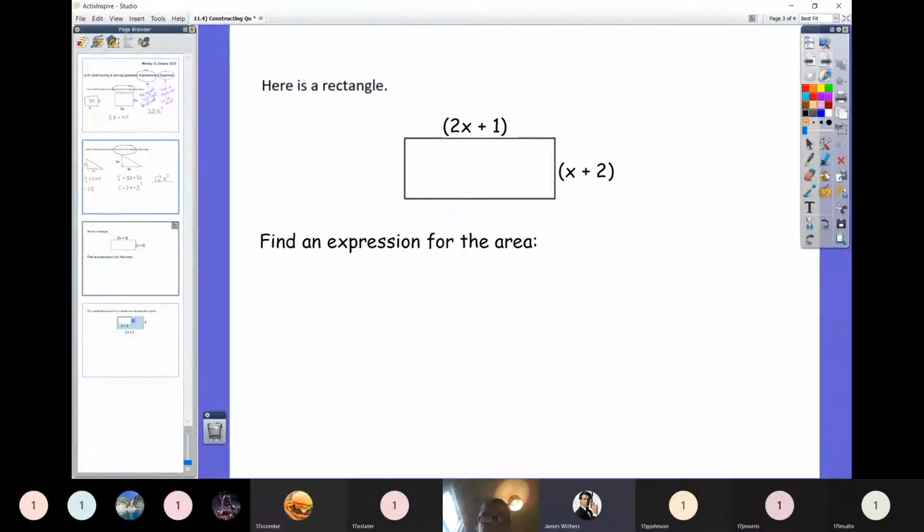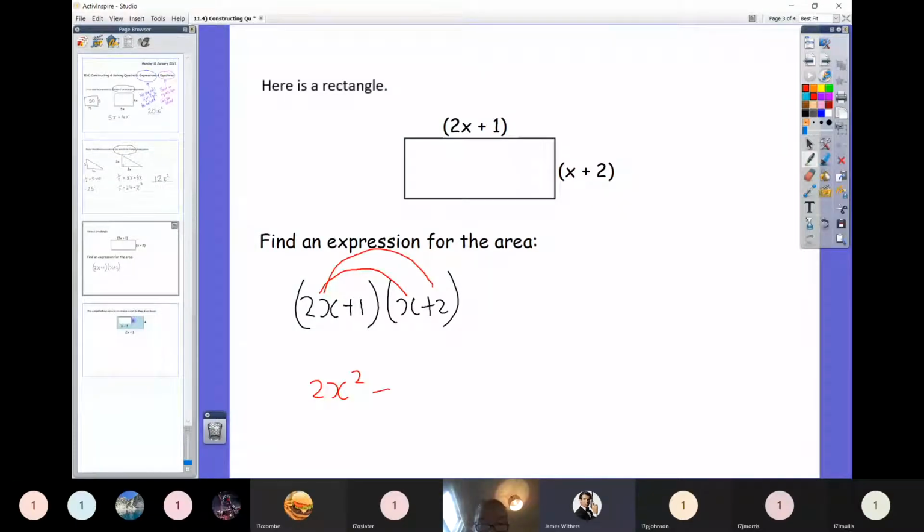Well, it's base times height. So we've got to do the base. Obviously, the base is the same as the top length. The base is 2x plus 1, and the height is x plus 2. Now remember how you multiply out a pair of brackets. You do 2x times x, which is 2x squared. You do 2x times 2, which is 4x.